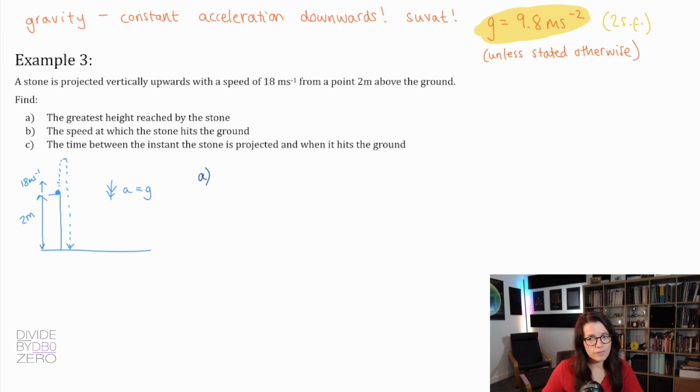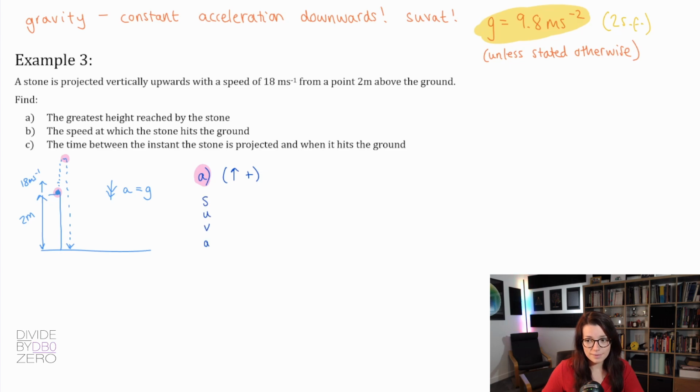So it says we want to find the greatest height reached by the stone. So in terms of where we're looking on our diagram, we're starting here, and then here is the greatest height. So focusing on the pink part of the diagram for part A, whenever you're dealing with gravity, you want to choose a direction to represent as positive in your numbers. And in this case, I'm going to choose upwards to be positive. This will affect how we represent the numbers now.